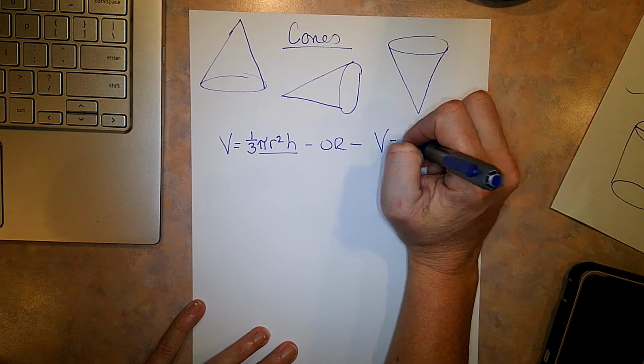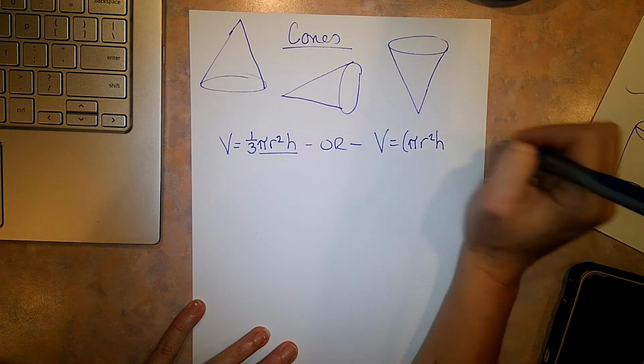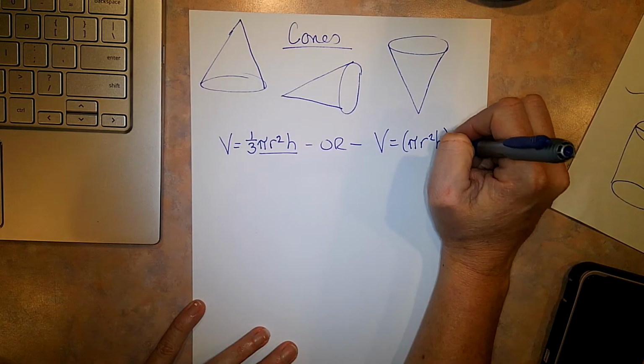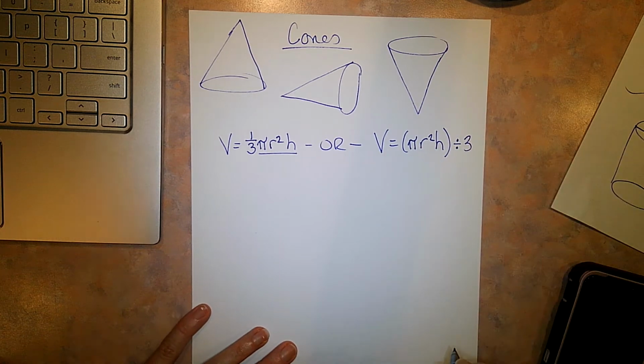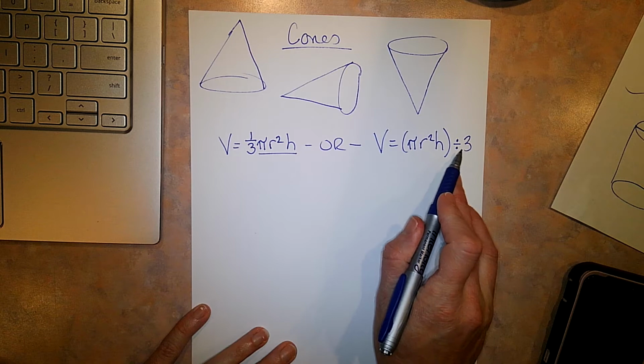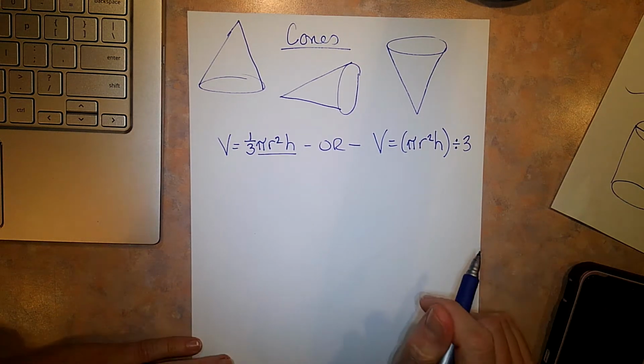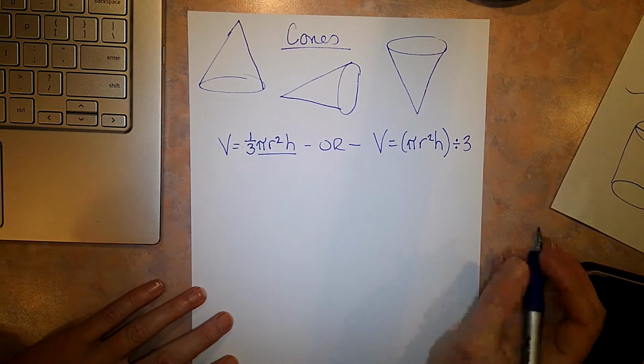Volume equals pi times the radius squared times height divided by 3. These are both the exact same thing. Multiplying by 1/3 and dividing by 3 mean the same thing in a math equation. So let's do a couple problems with that.